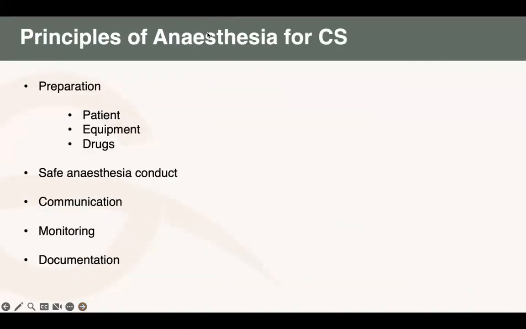So, principles of anesthesia for cesarean section: preparation is the key. We need to prepare the patient, the equipment, and the drugs that are necessary. We are going to talk a little in detail about different modes and special considerations required in provision of different modes of anesthesia. You also have to conduct self-briefing, not act in silo, but communicate your goals and targets of care to your surgical team and even to the patient.